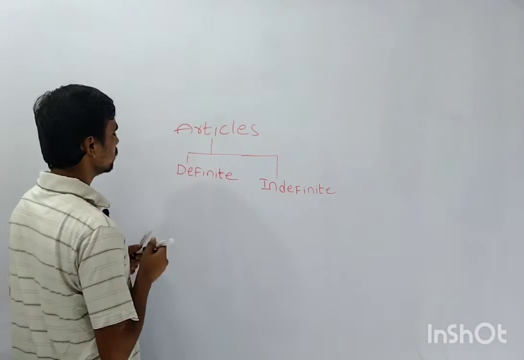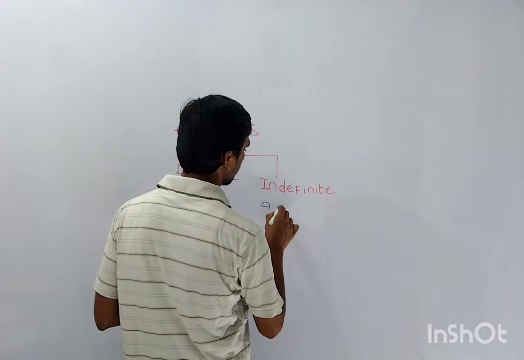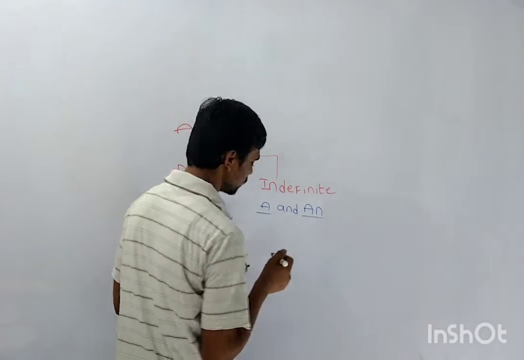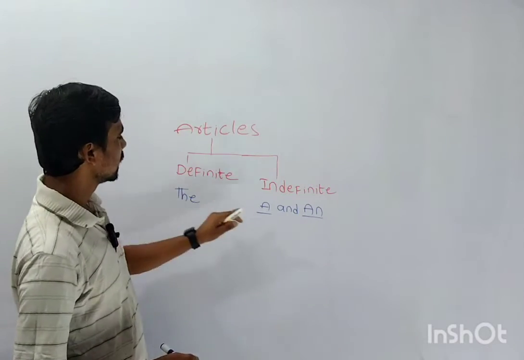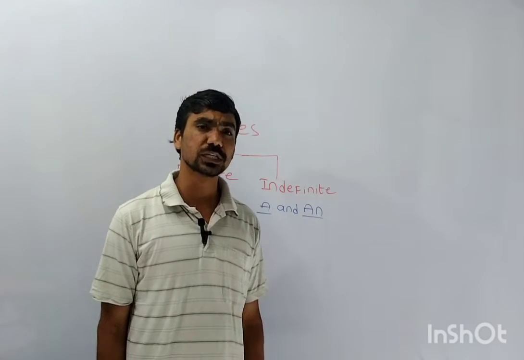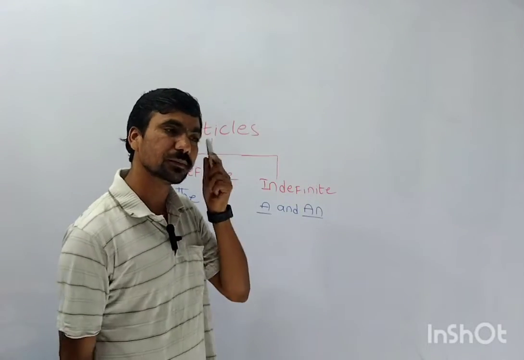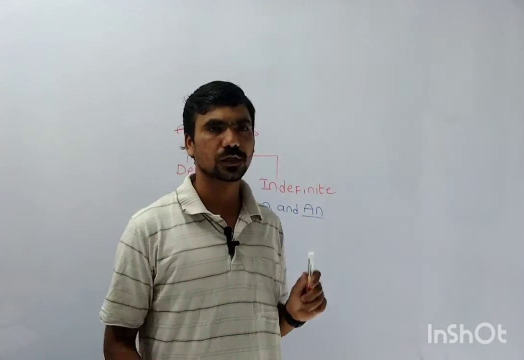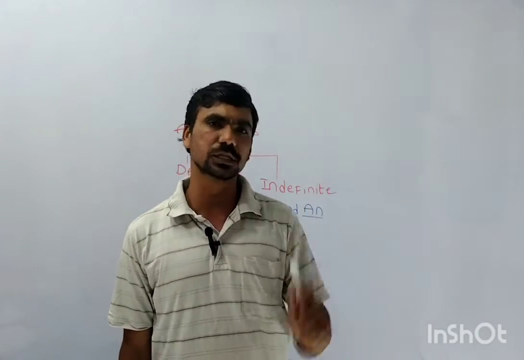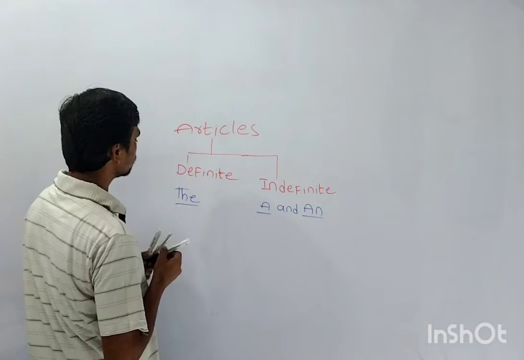In the definite article we use "the". In the indefinite article we use "a" and "an". Try to understand: "the" is the definite article, and "a" and "an" are the indefinite articles. These are the two types of articles. Definite means you can easily identify it, the meaning is in the word itself. Definite means sure. The definite article "the" is used for a particular person or thing, and it is used for both singular and plural.